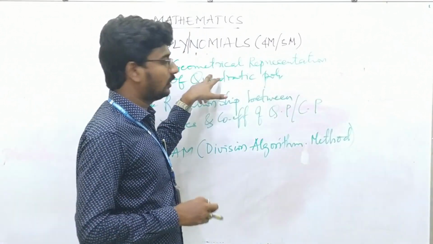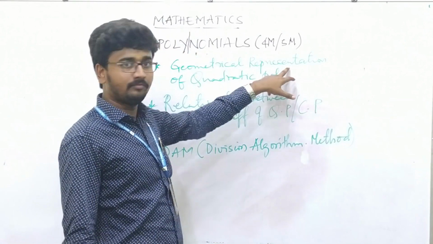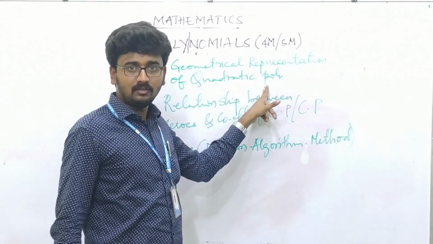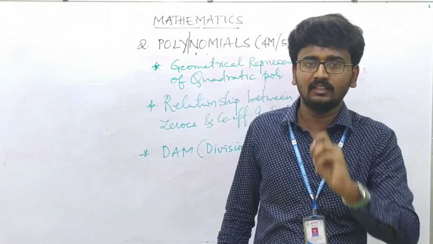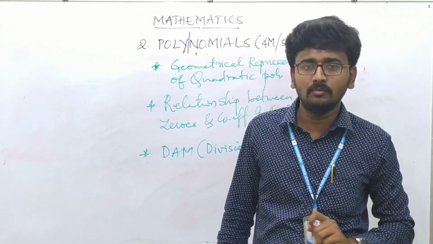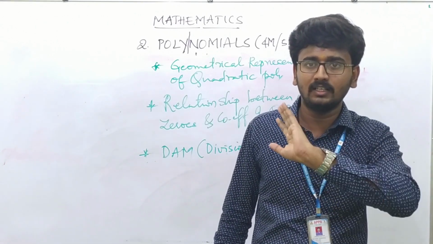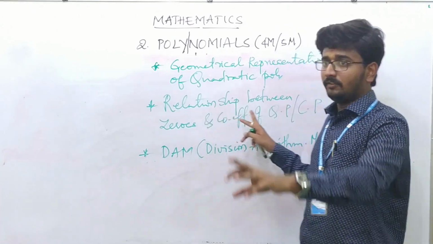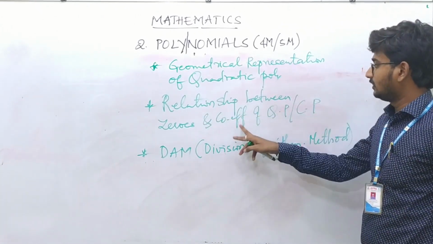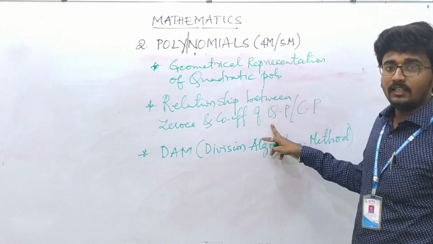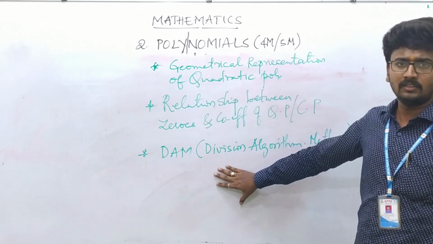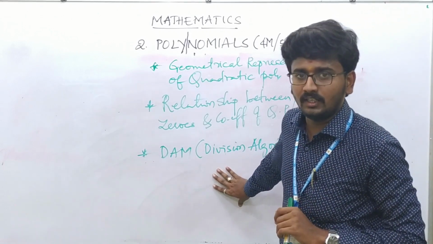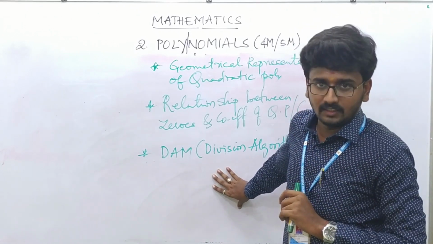First, we'll learn what is the geometrical representation of a quadratic polynomial. It means with the help of a graph only, I can say how many roots there are for that particular quadratic polynomial, or cubic or quintic, biquadratic, etc. Then the relationship between coefficients and zeros of quadratic and cubic polynomials. Lastly, the division algorithm method, which is almost similar to the long division method which you learnt in 9th standard.